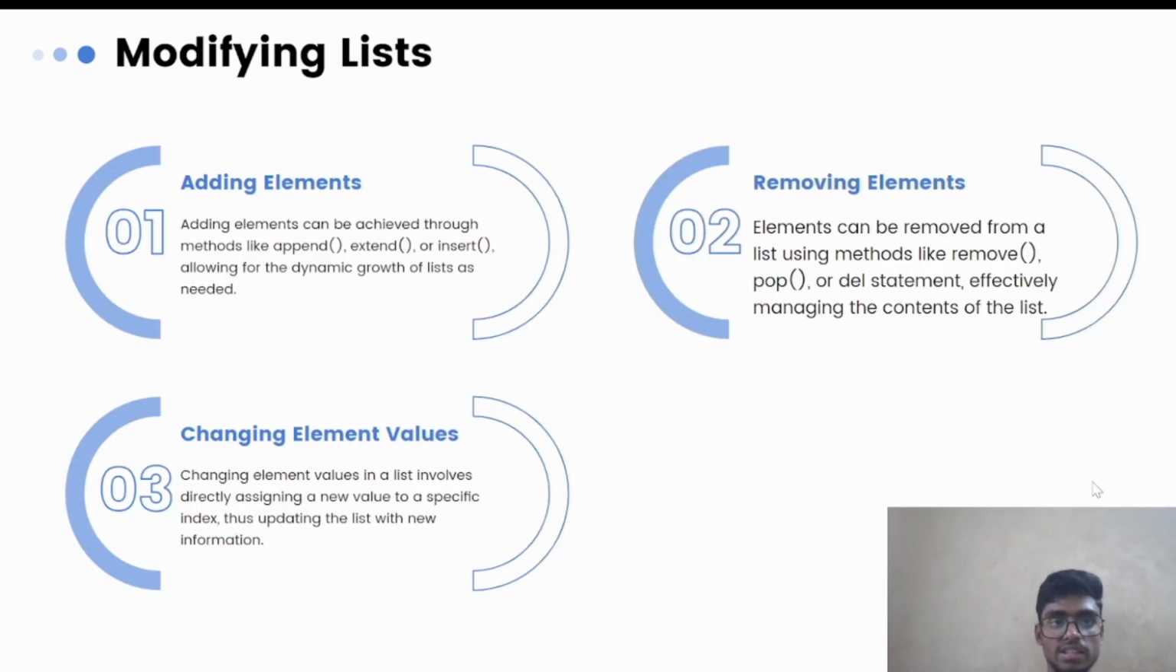How can we modify a list? Adding elements, removing elements, changing element values. Adding elements can be achieved through methods like append, extend, or insert, allowing for the dynamic growth of the list as needed. Elements can be removed from a list using remove, pop, or the del statement, effectively managing the contents of the list. Changing element values in a list involves directly assigning a new value to a specific index. The updated list will hold the new information.